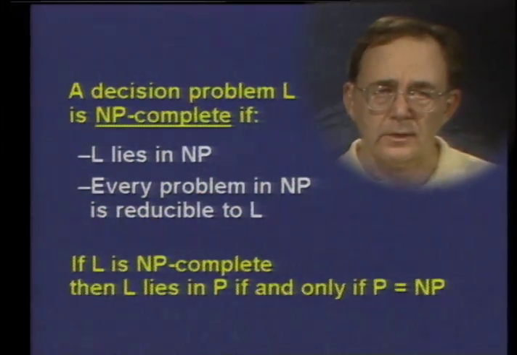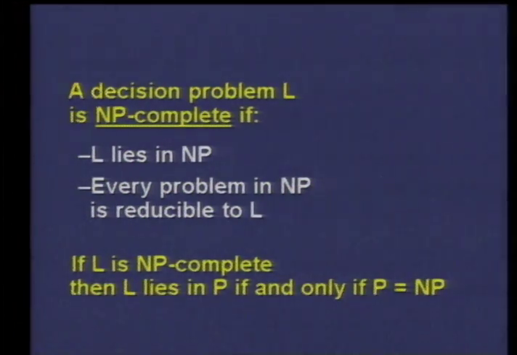We can immediately draw the following inference, that if a problem L is NP-complete, then L lies in the class P if and only if P is equal to NP. If L lies in P, for example, then because every problem in NP is reducible to L, every problem in NP would be in P also by virtue of that reducibility, and hence NP would be contained in P. And so it's the status of the NP-complete problems which is of particular interest in studying the question of equality between P and NP.